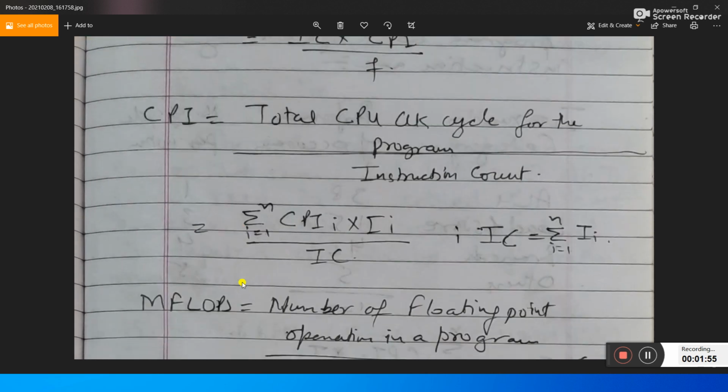Another thing is your CPI. CPI is the total CPU clock cycles for the program divided by instruction count. So CPI is the sum of CPI i multiplied by I i, for i equal to 1 to n, divided by IC, the instruction count. This is how I can find my CPI.